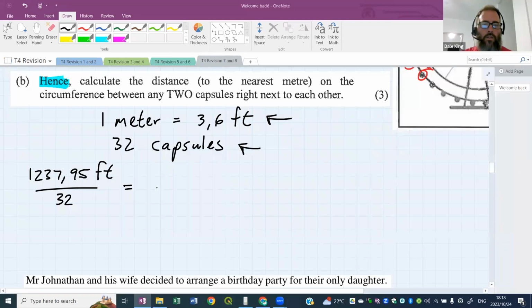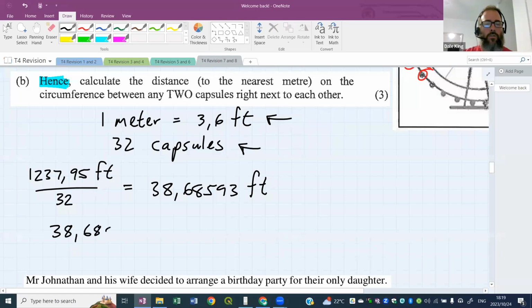38.6859. Let me write one more decimal. You guys like 5 decimal places. Let's put another one there. That's 38.68593 feet between each capsule. But we need meters. And I said each meter is 3.6 feet. So I'm going to take 38.68593, the whole thing, don't round it off yet, and divide it by 3.6, because each 3.6 of these feet is a meter. So I'm cutting it up into 3.6 feet pieces.